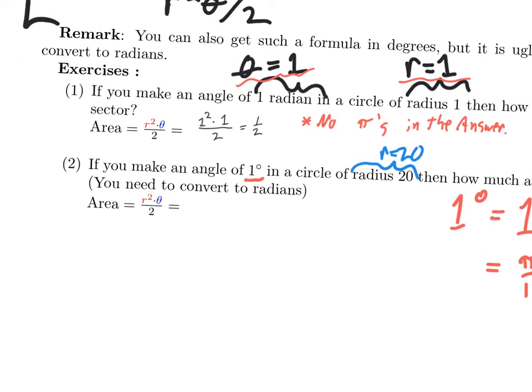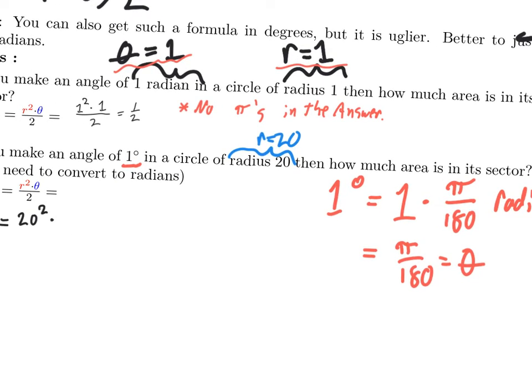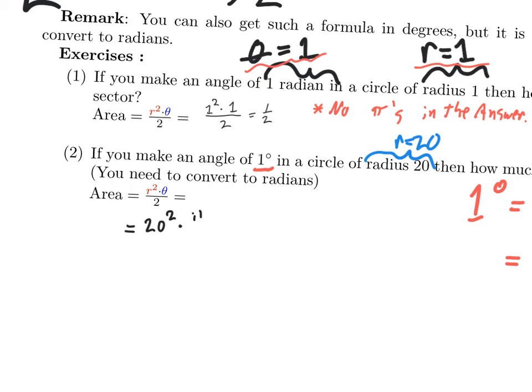Area is r squared times theta over 2. The area is r squared, so that's 20 squared times theta, pi over 180, all over 2. And that obviously should be simplified, and I've got the time to simplify it. If you want to pause the video and do it on your own, go for it. But let's proceed. So, 20 squared, that's 20 times 20. 2 times 2 is 4, so that'll be 400.